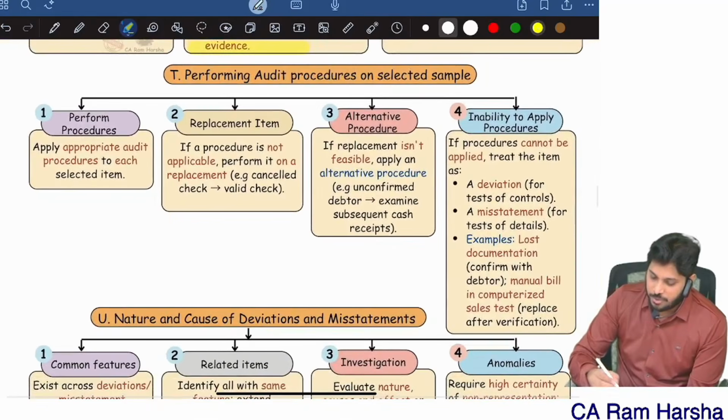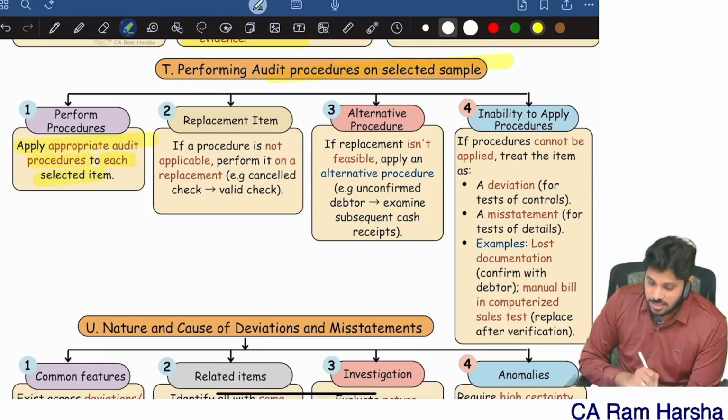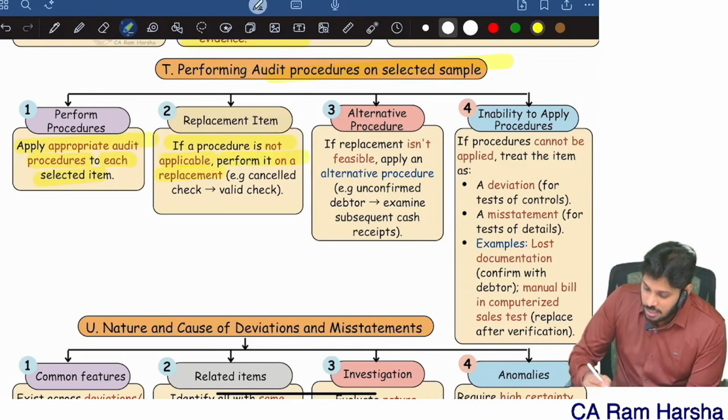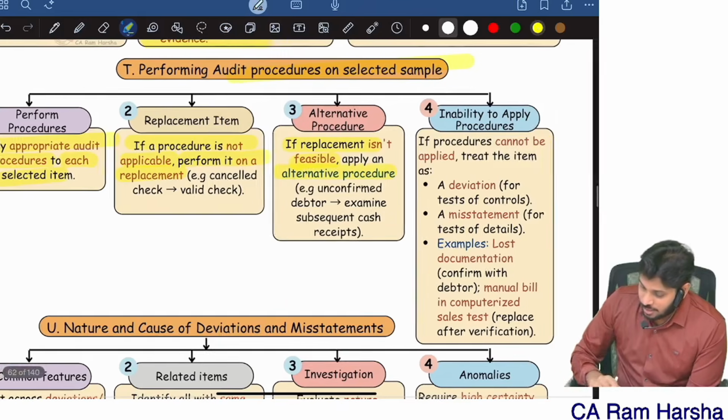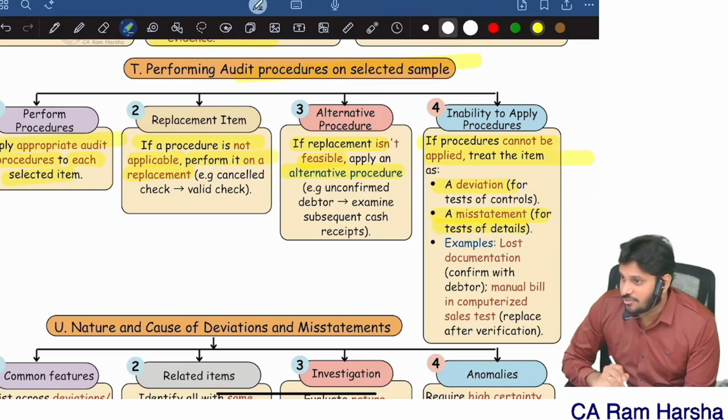Finally, you need to perform procedures on the sample. Apply the appropriate procedure to each item selected. If a procedure is not applicable, perform it on a replacement. If replacement is not feasible, apply an alternative procedure. If procedures cannot be applied, treat the item as a deviation in case of test of control, and treat the item as a misstatement in case of test of details.